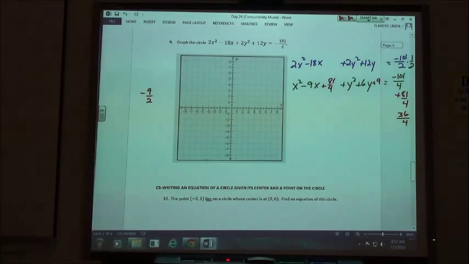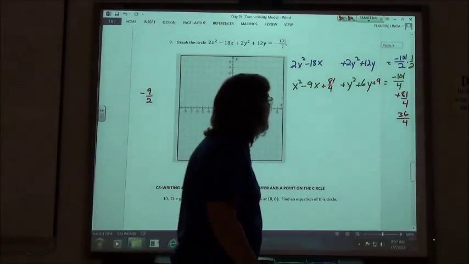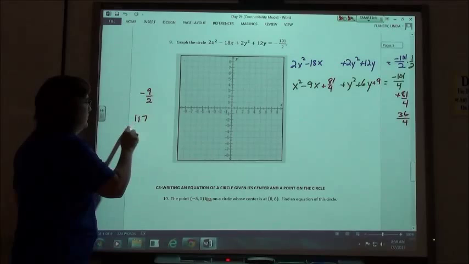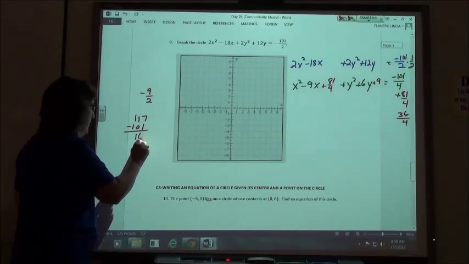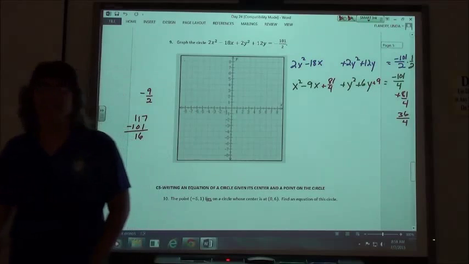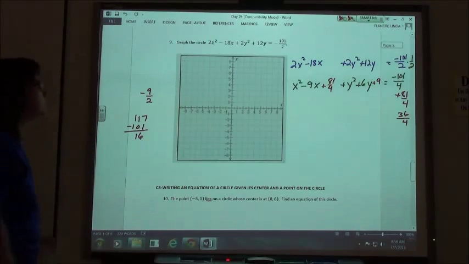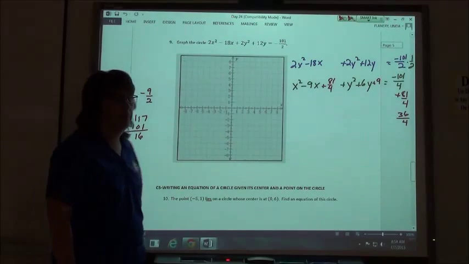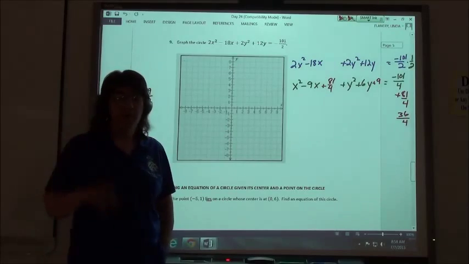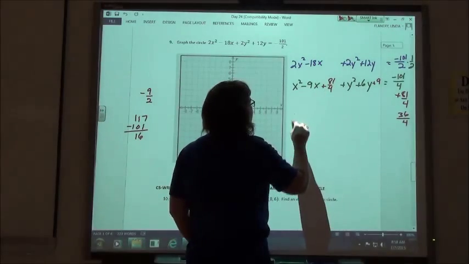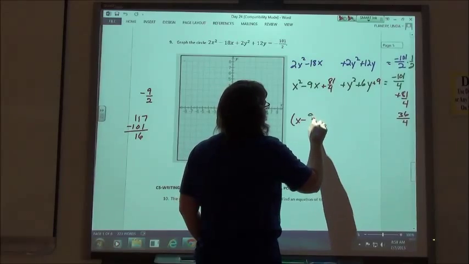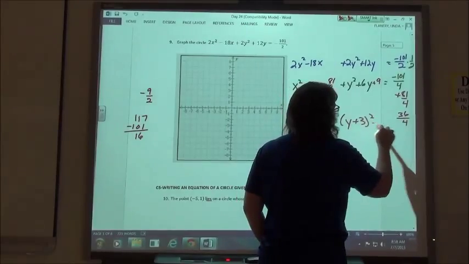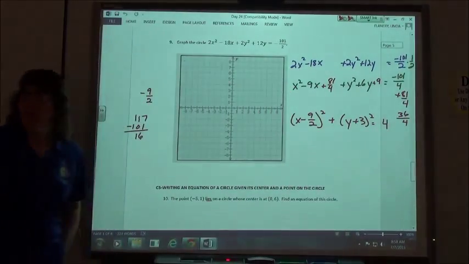So if I do my adding and subtracting there, I get 16 fourths, right? Which is just 4. So I'm going to have x minus 9 halves squared plus y plus 3 squared equals 4. 16 fourths or 4.